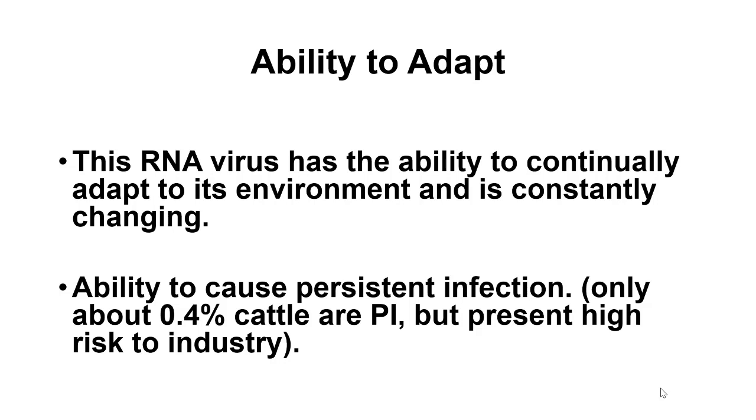Okay, so it has the ability to cause this persistent infection. Now, only about 0.5% of all cattle in the United States are persistently infected, but their presence is a high risk to the industry. As we go through this, you'll understand how one of these PI calves can infect several animals, potentially hundreds of animals.